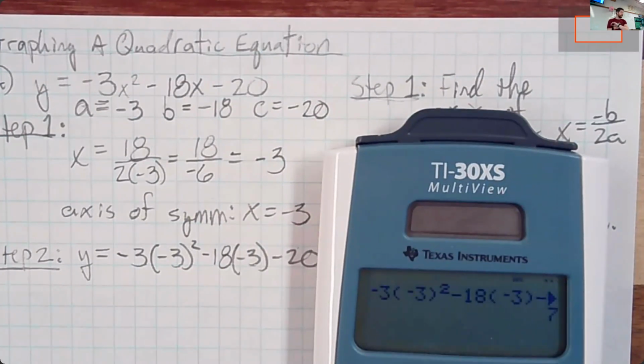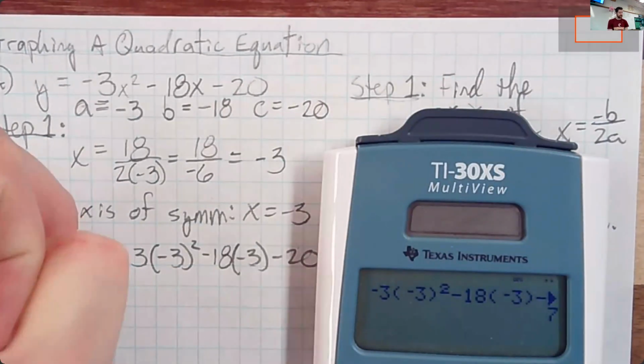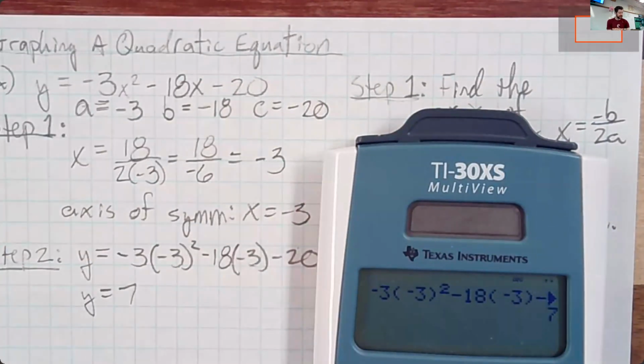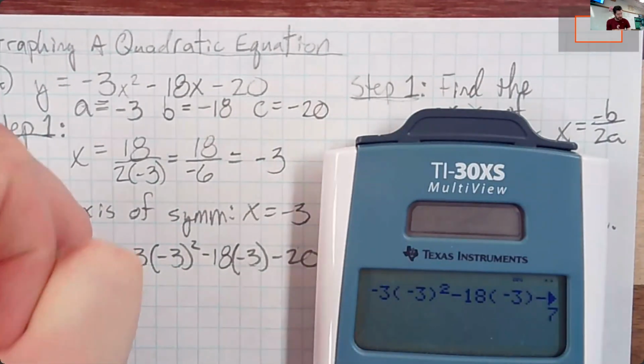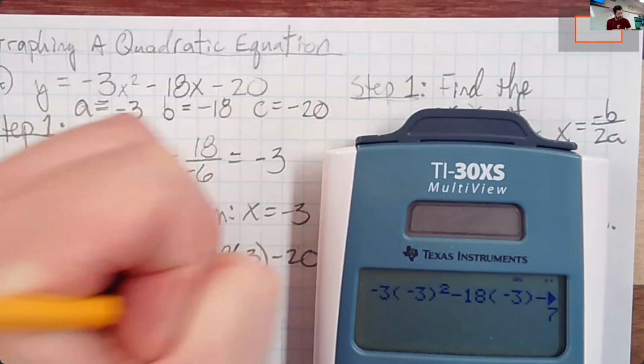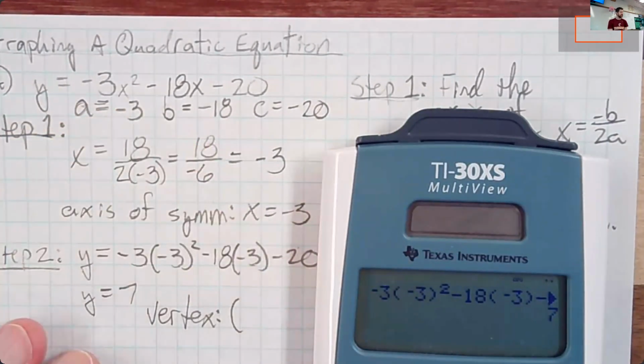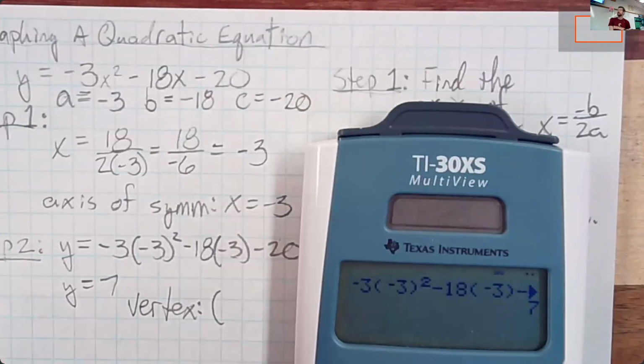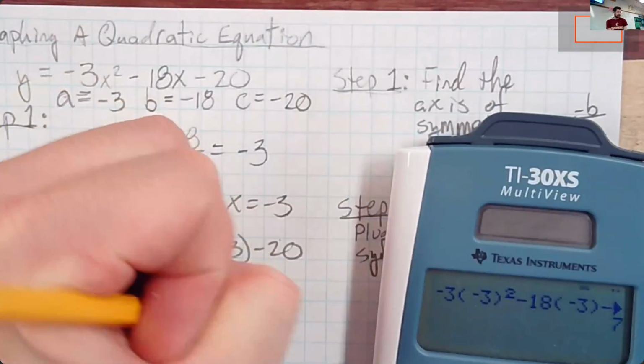And we get 7. So y equals 7, which means that the vertex is the point negative 3, 7, because the x value is negative 3 and the y value is 7.